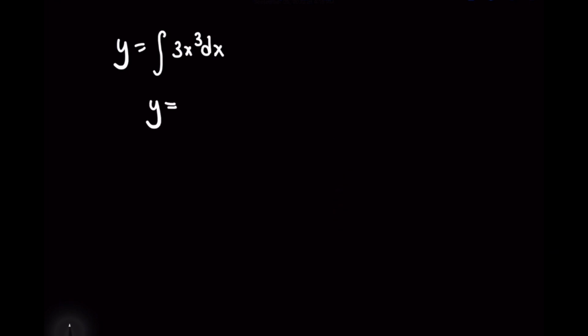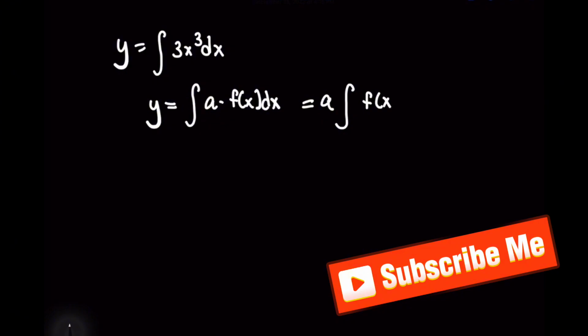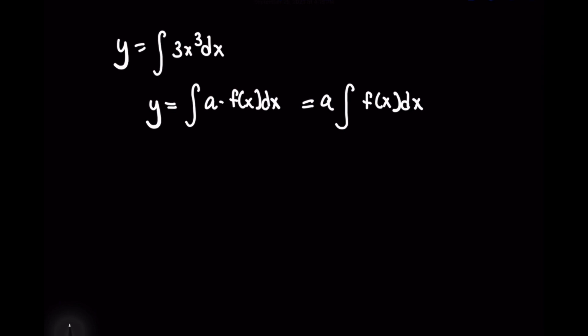Whenever you have the integral of a constant times a function, it's the same thing as bringing that constant outside of the integral. So in other words, you can focus your energy on first integrating f of x dx, and whatever answer you come up with, you can finish the problem by multiplying that by a. If we rewrite the original problem I gave you then, you simply get y equals 3 times the integral of x cubed dx. You might be asking, how do I integrate x cubed?